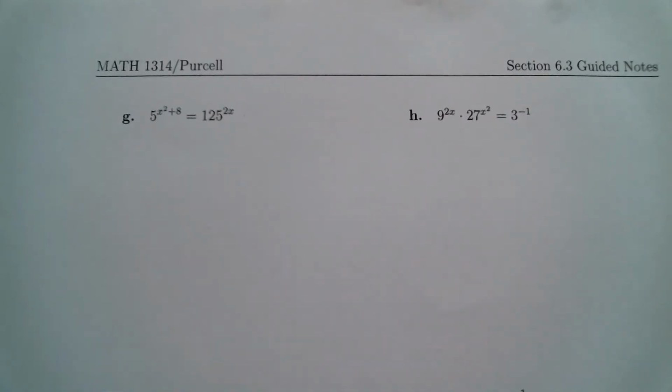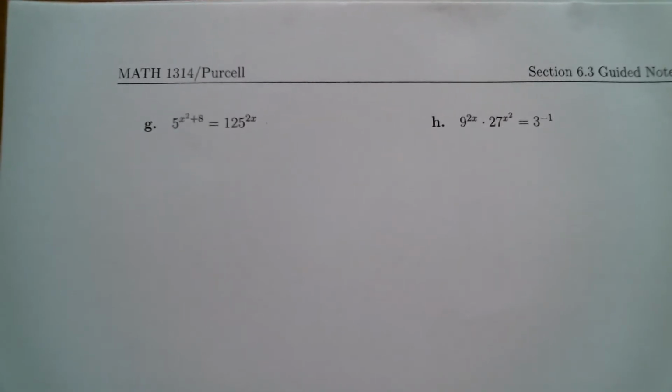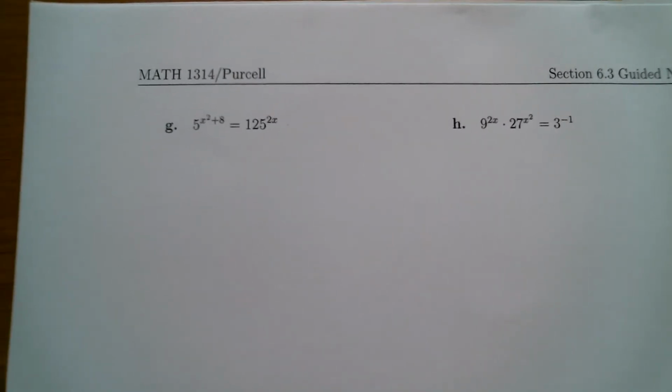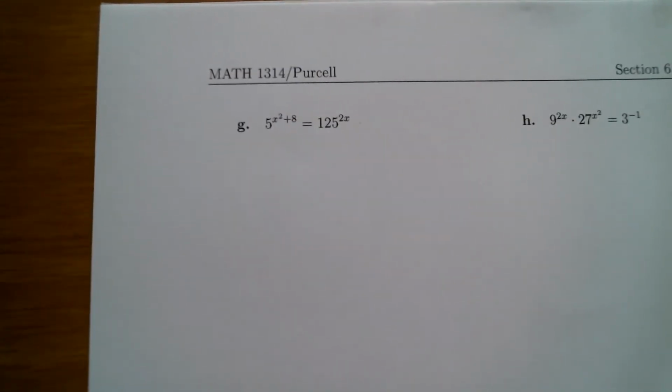In example G, our equation is 5 raised to the x squared plus 8 power is equal to 125 raised to the 2x power. Okay, again, this is an exponential equation. X is in the power. So we want to attempt to get the same base on both sides.